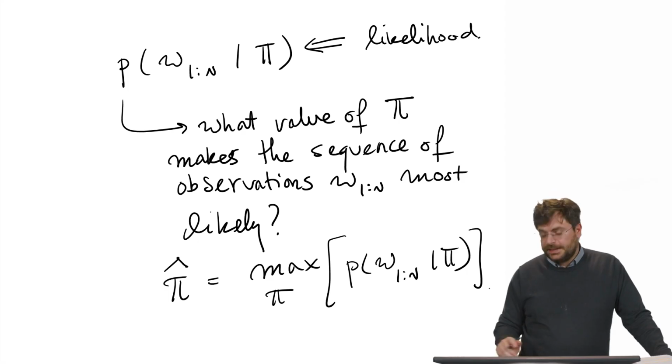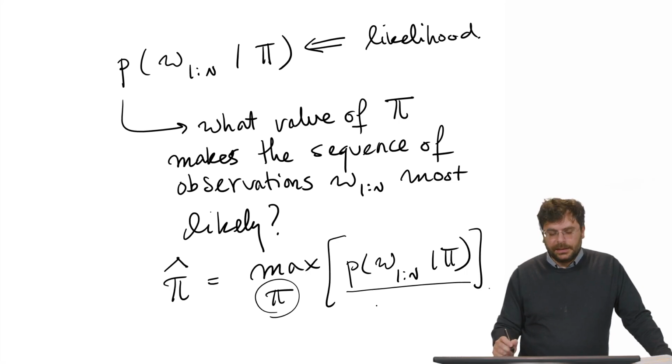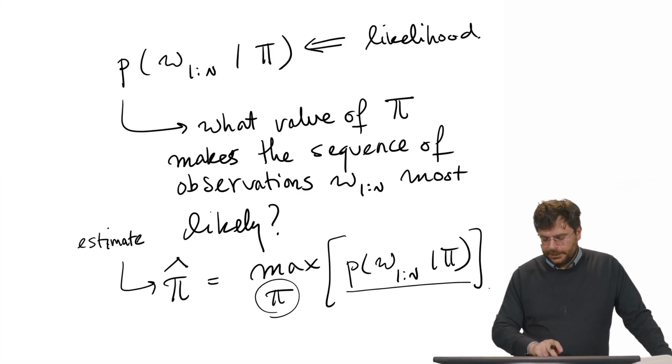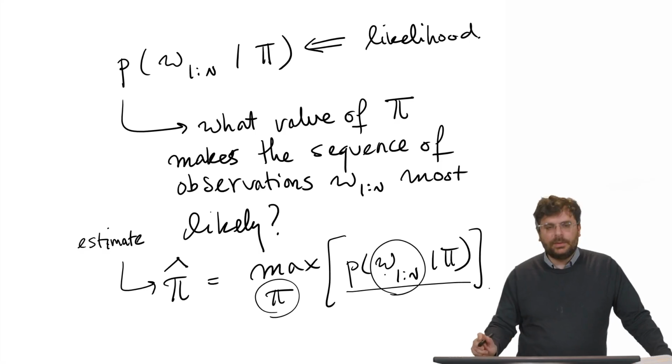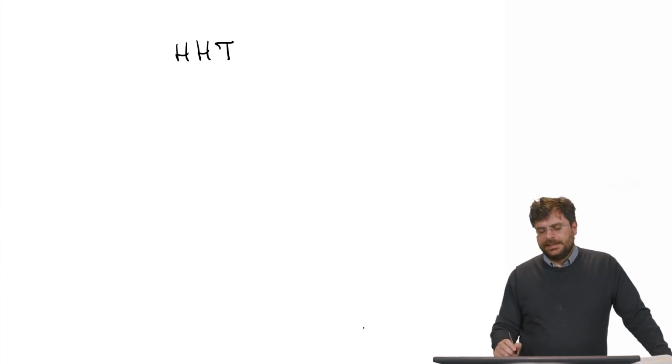But what I'm basically saying here is if you take your likelihood and you maximize it with respect to pi, you obtain an estimate. That's what the hat means. You obtain an estimate for pi, which makes the sequence you have observed the most probable. Okay? We can try to guess what pi makes this sequence more probable.